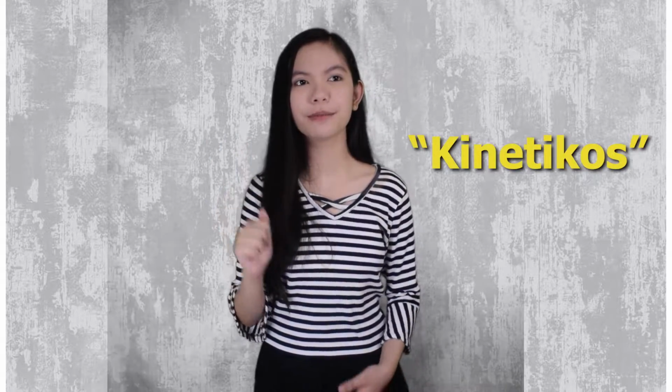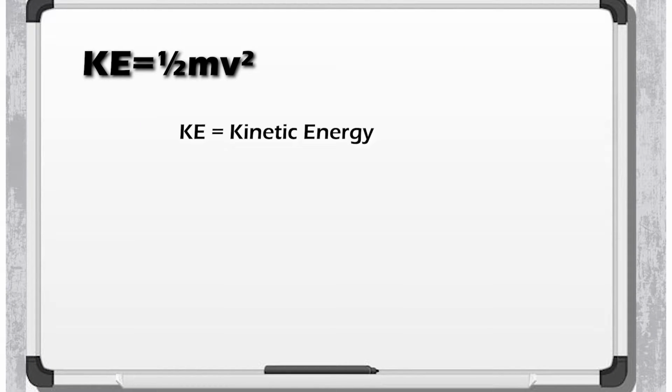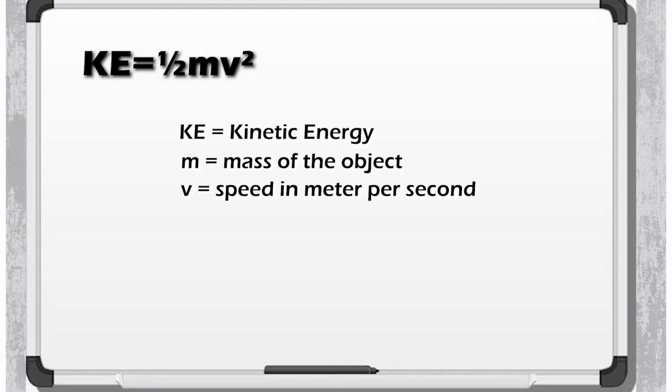Kinetic energy. Kinetic energy is the energy of motion that measures the amount of work an object can do because of its motion. It derives from the Greek word kinetikos, which means moving. This is the formula for kinetic energy, where KE is the kinetic energy in joules, m is the mass of the object, and v is the speed of the object in meters per second.